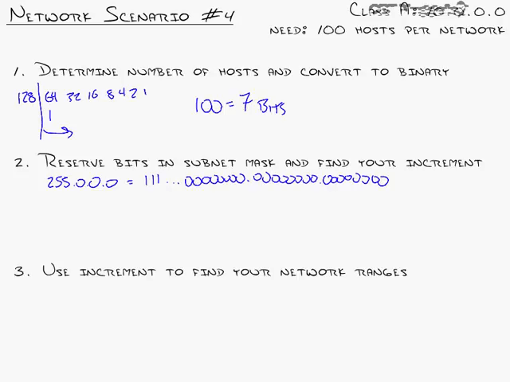So with that in place, we know that we are needing 7 bits and that we're after the number of hosts. So save the hosts, right to left: 1, 2, 3, 4, 5, 6, 7. So that's our 8 bits of our last octet. What happens to all the rest of these bits? They change over to 1s.